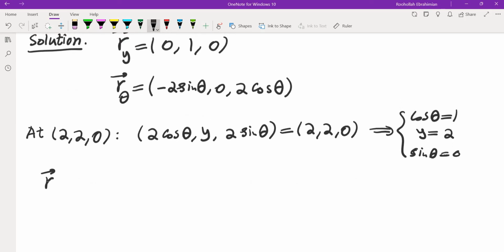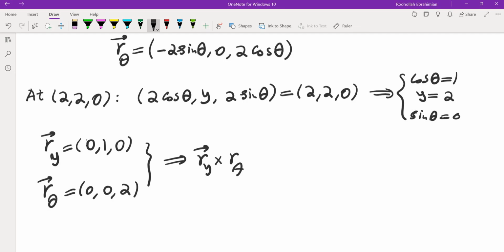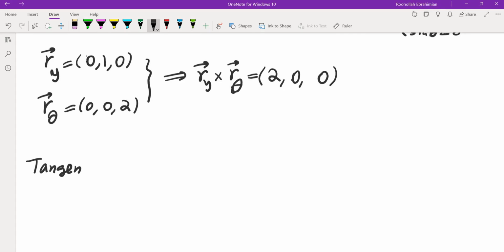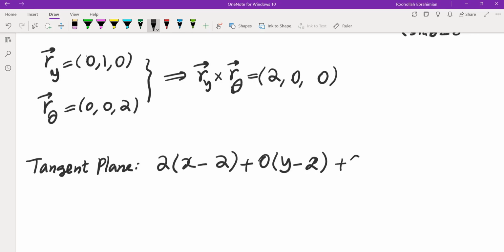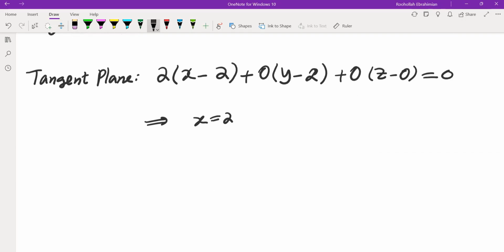Now that means r_y is going to be 0, 1, 0, and r_theta would be 0, 0, 2. Then we're going to find the cross product of these two. So r_y cross r_theta would be, the first component would be 2 if we eliminate the first column. The second component and the third component would be 0. So this is the normal vector. So the tangent plane is going to be 2 times x minus the x value of the point, plus 0 times y minus the y value, plus 0 times z minus the z value, equals 0. And that's just x equals 2. So that's the tangent plane to the surface at the given point.